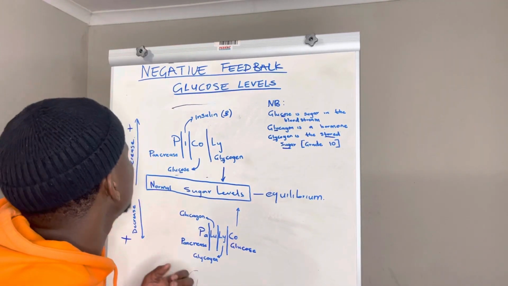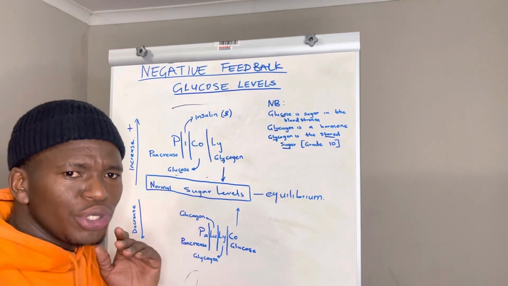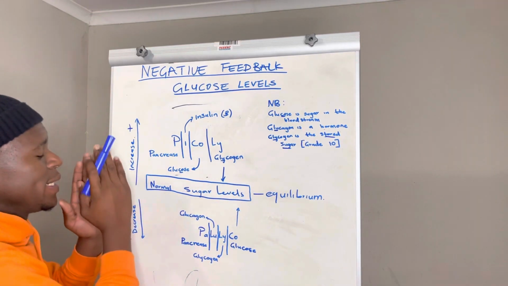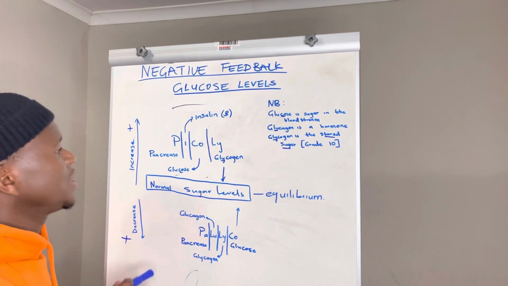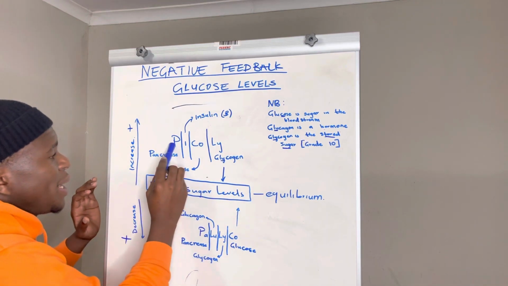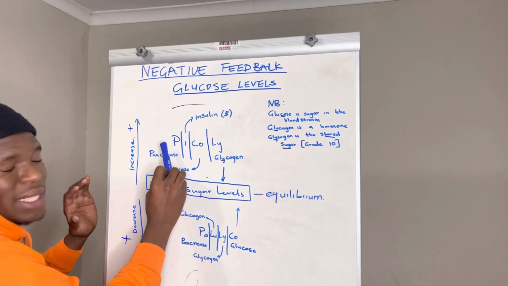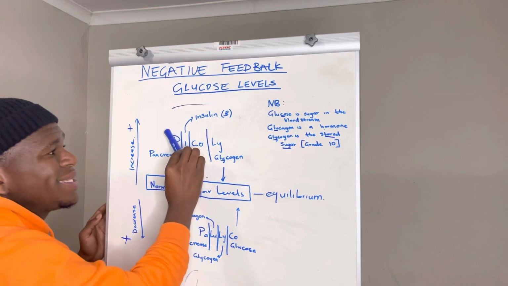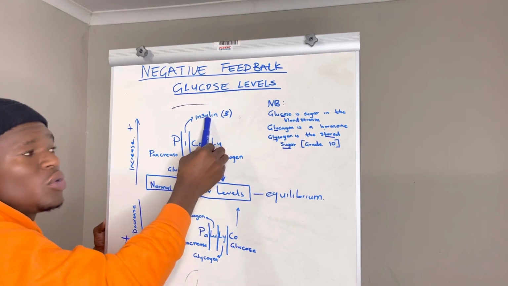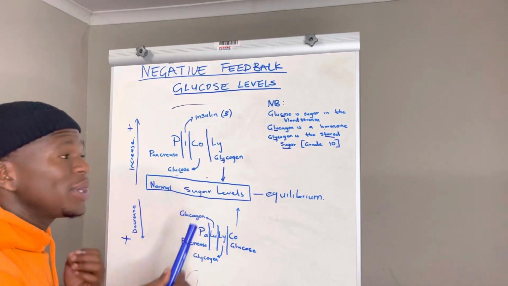So what will your body do whenever we have an increase in the sugar levels? This is what is going to happen. The pancreas will be stimulated. When the pancreas is stimulated, it will secrete the hormone insulin.